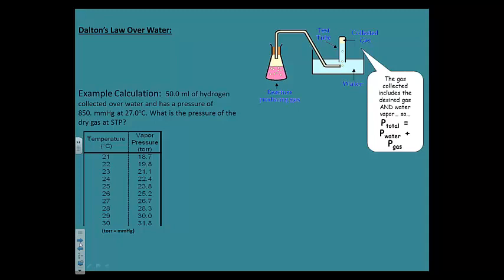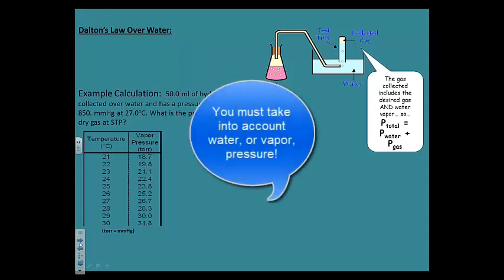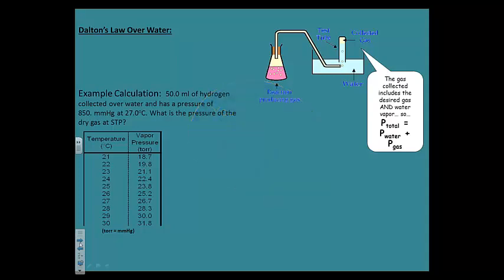Okay, but what if we're taking a sample of gas over water? Well, we've got to take into account the vapor pressure of that water. So, Dalton's law over water. Remember, P total is going to be the pressure of water plus the partial pressure of the gas. So again, it's just a total of the partial pressures that we're looking for.